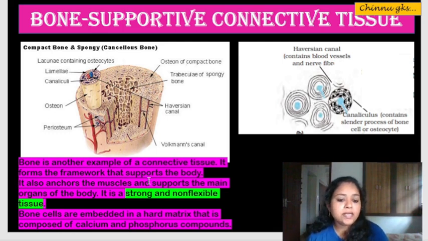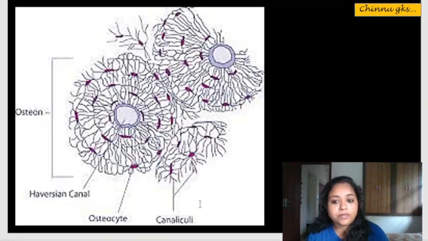Okay, so bone is another example of connective tissue. It forms the framework that supports the body. It also anchors the muscles and supports the main organs of the body. It is strong and non-flexible. Bone cells are embedded in a hard matrix that is composed of calcium and phosphorus compounds.